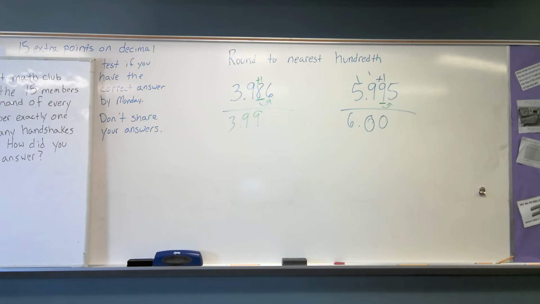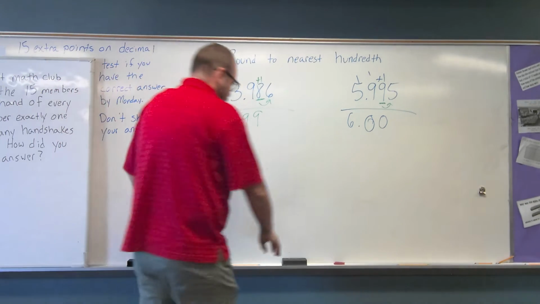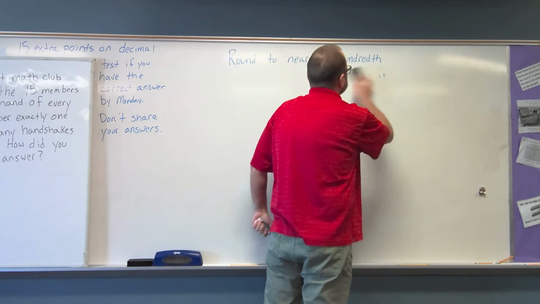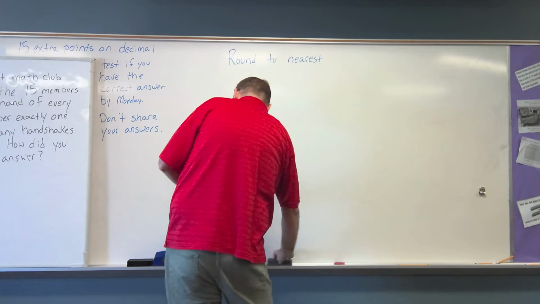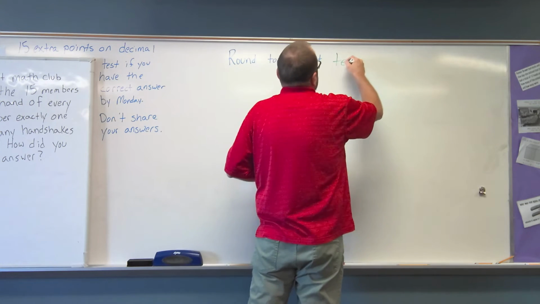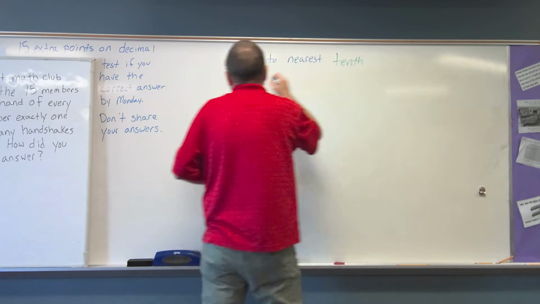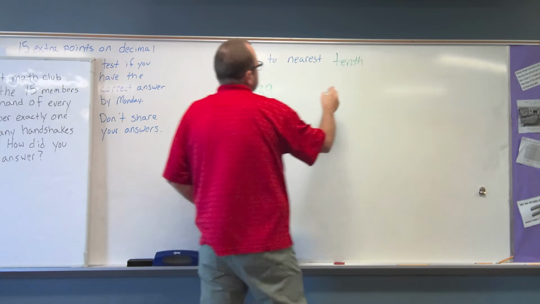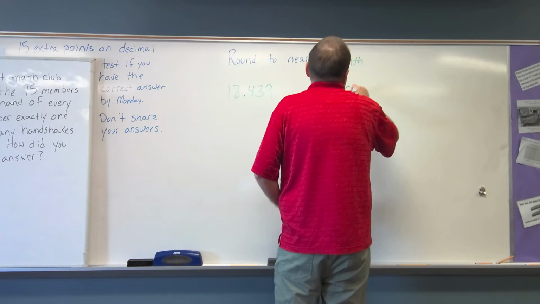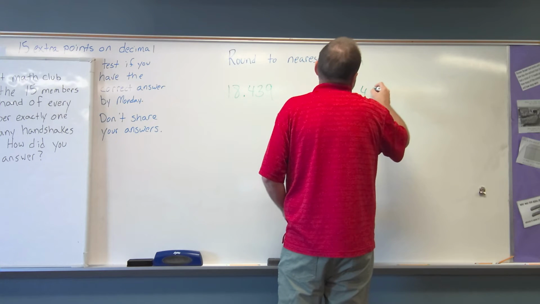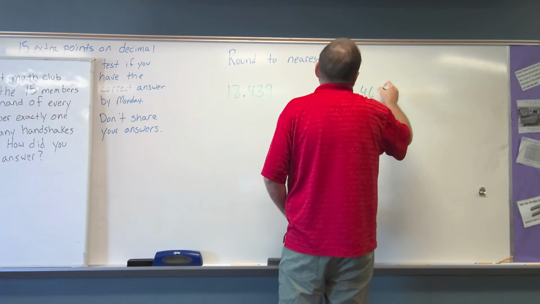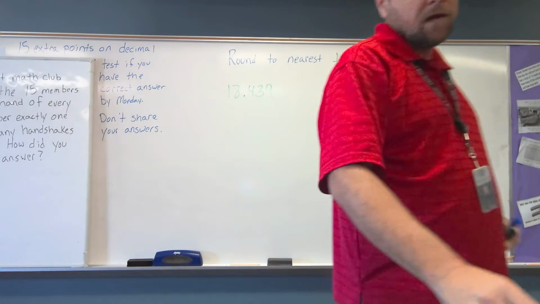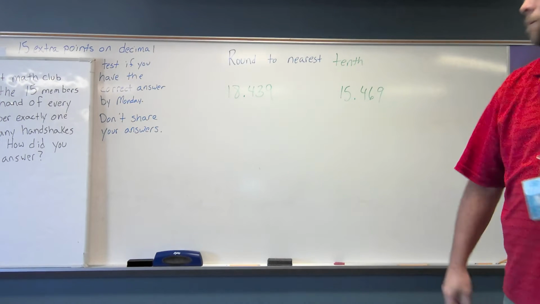All right, let's round to the nearest tenth. 18 and 439 thousandths, 15 and 469 thousandths. All right. So I have 2 decimal numbers up there.